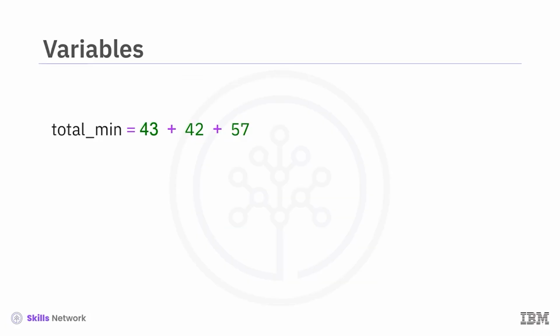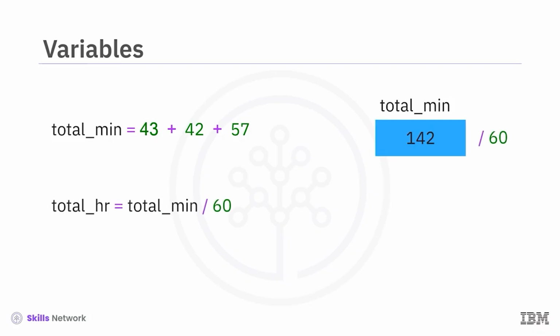We call the variable that contains the total number of minutes total_min. It's common to use the underscore to represent the start of a new word. You can also use a capital letter. We call the variable that contains the total number of hours total_hour.